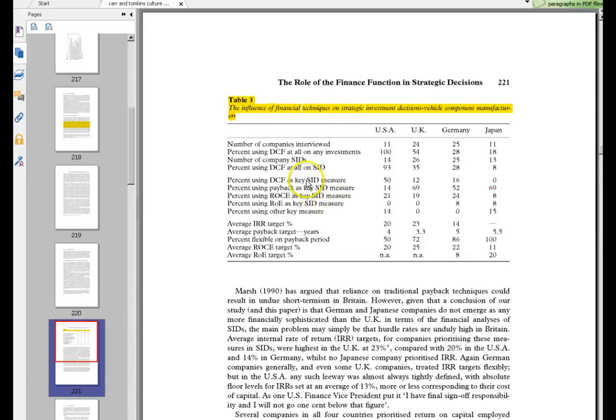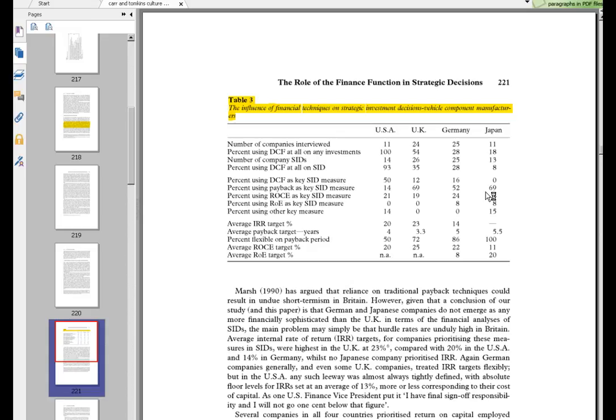And then on a key strategic investment decision, only half in the USA said they used it on a key decision, 12% in the UK, 16% in Germany, and 0 in Japan. They didn't use DCF for key strategic decisions. And then if we look at the payback, it is more popular on the key decisions. So that does paint a rather different picture.